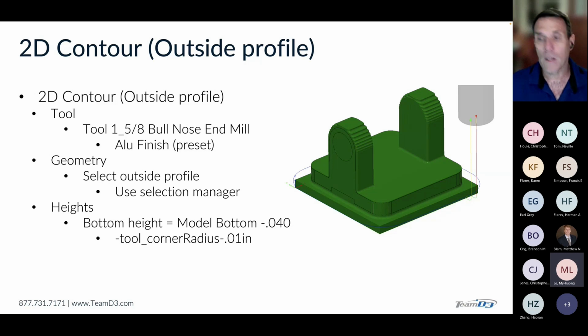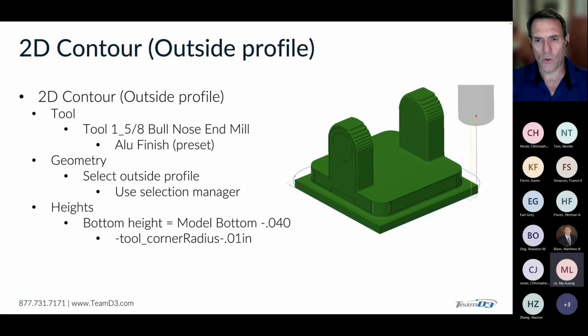Hello. Why is the tool corner radius 0.01 inch here? I thought it's 0.03. Yeah, it's okay. You can just ignore that for now. I should have pointed that out. Apologies. Just focus on the minus 0.04.